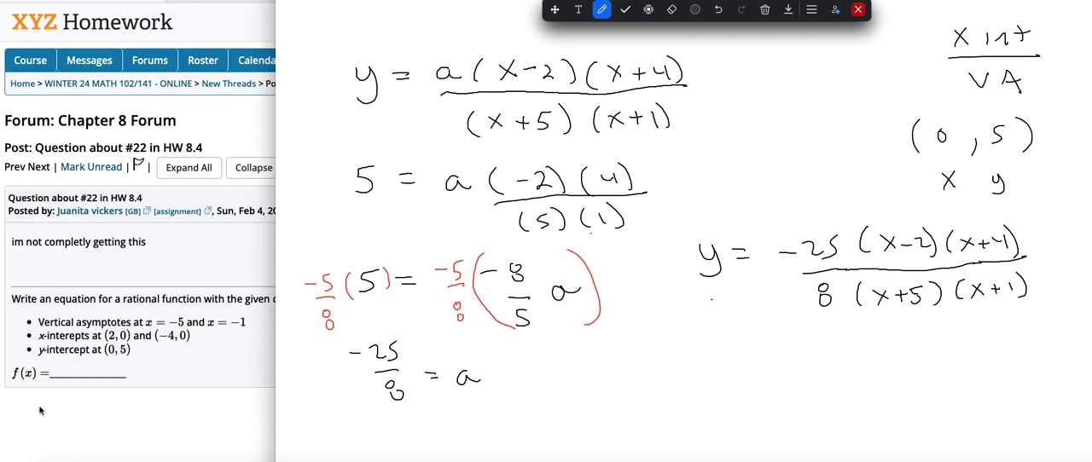But that's basically how all of these go, is you're setting up your numerator with the x-intercepts, the denominator with the vertical asymptotes, and then solving for that last constant using whatever point they give you.